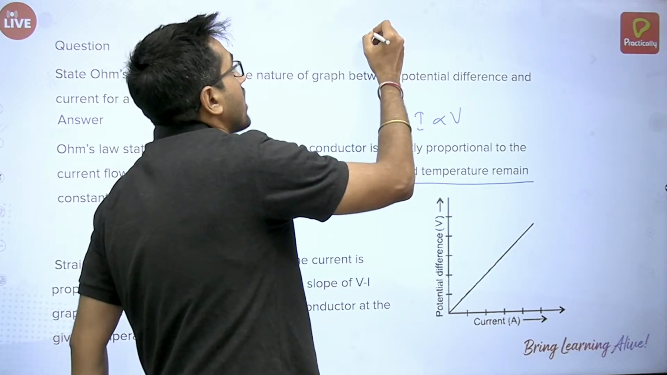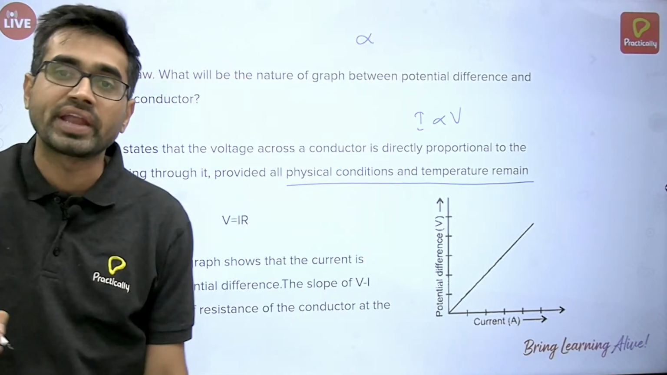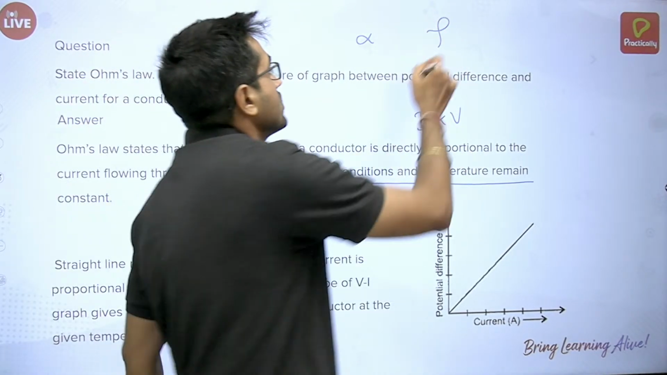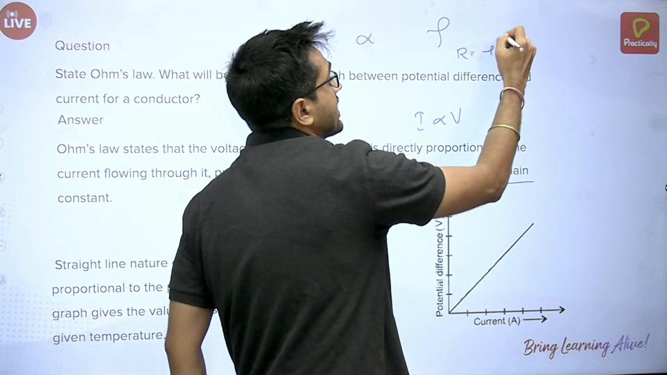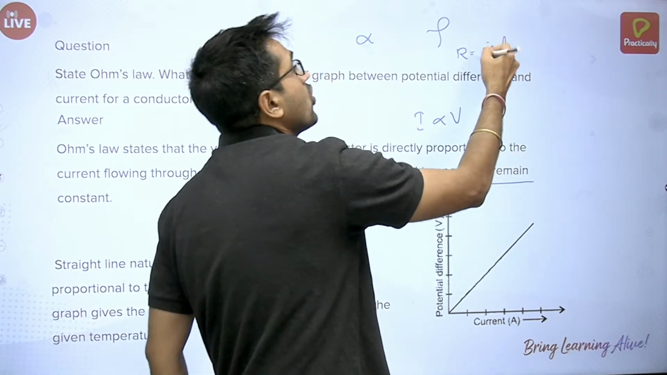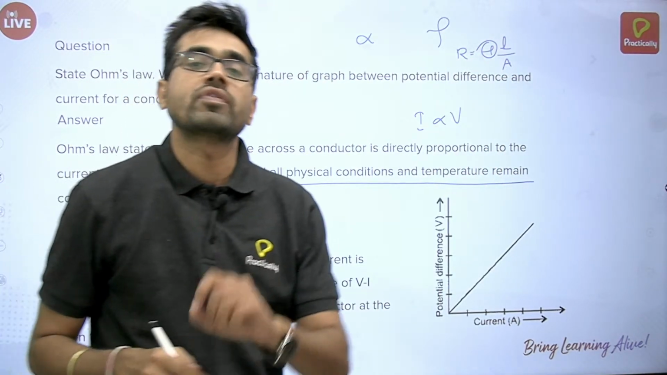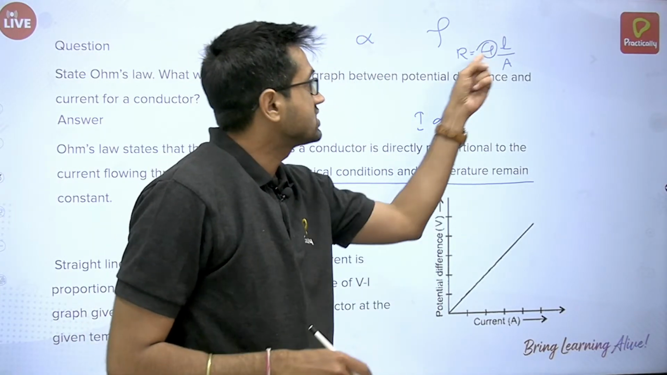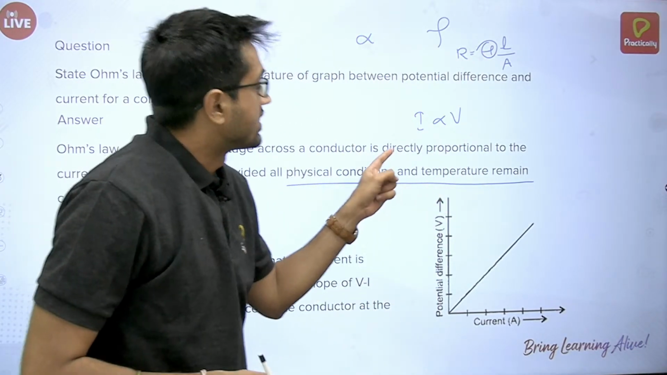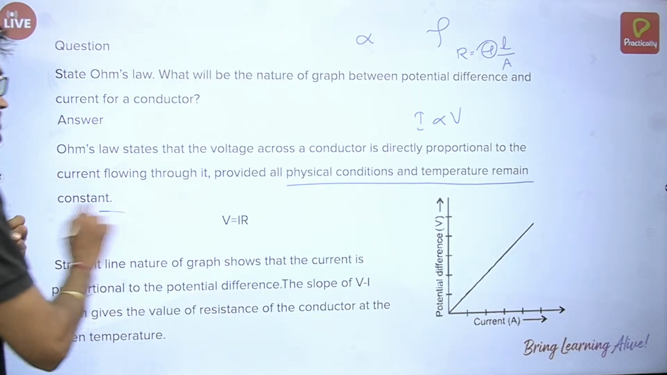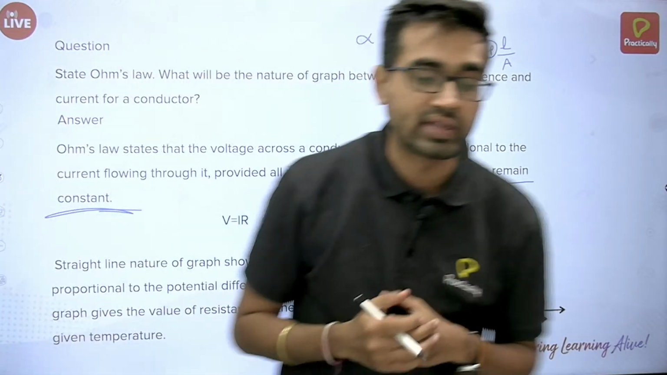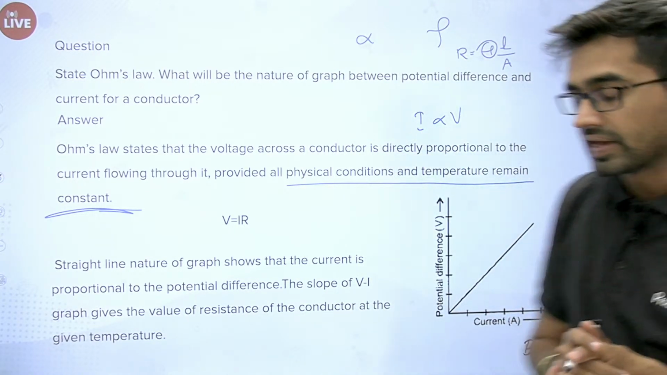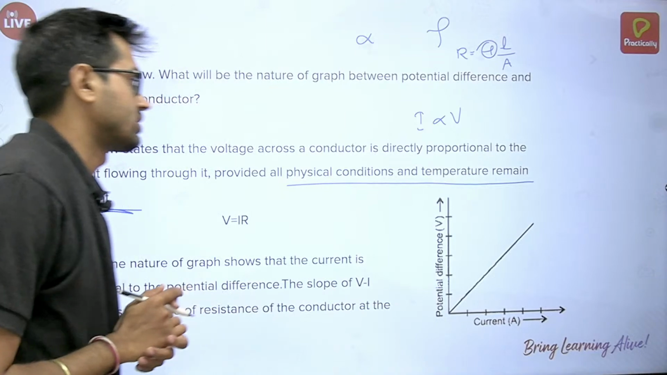value of alpha, which is the temperature coefficient, which changes the value of rho, which is your specific resistance, and we know that R is nothing but rho L by A. Now since the rho or the specific resistance of a wire depends on the temperature, it will change the resistance. Therefore temperature should remain constant. This is a very important line you should mention when you are writing Ohm's law. Otherwise it's very simple to state, that the current is directly proportional to the potential applied.